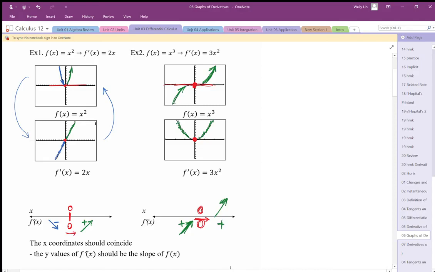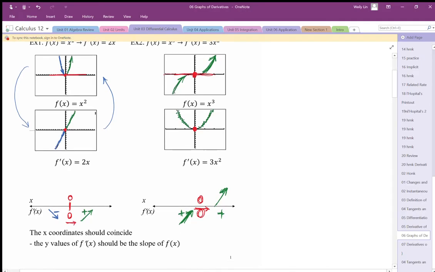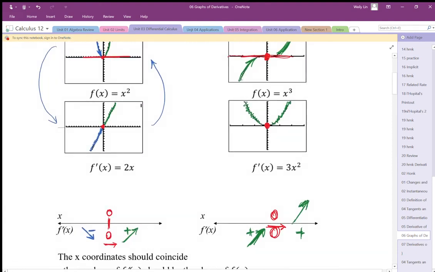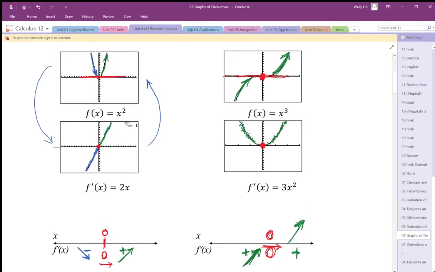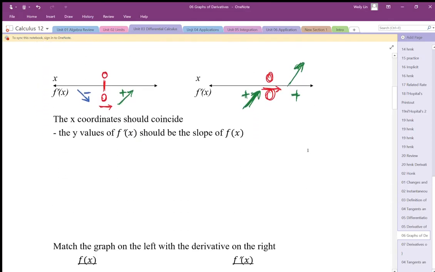Okay, so we're trying to relate these x coordinates to each other. Where the slopes are 0, we want that x coordinate to have a y coordinate of 0. Where the slopes are positive, for those x coordinates, we want to find y's that are positive. For the slopes that are negative, we're looking on the slope charts for those x values where the y values on the slope graph are negative. Okay.